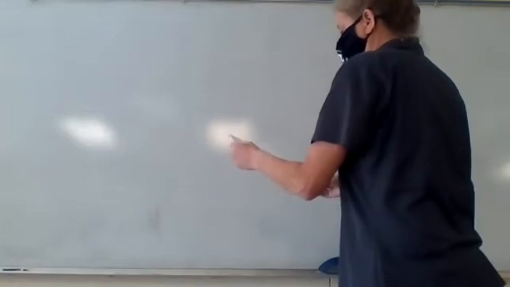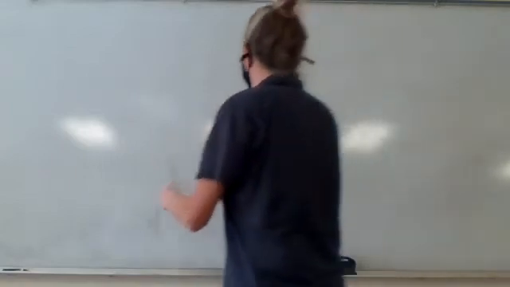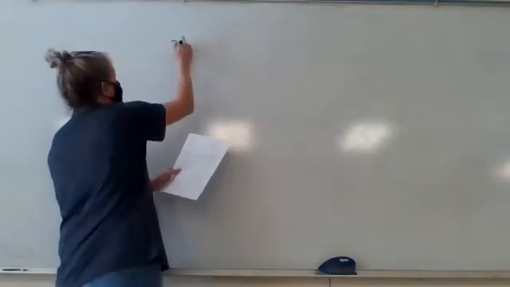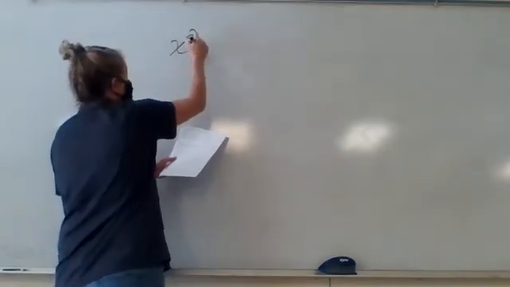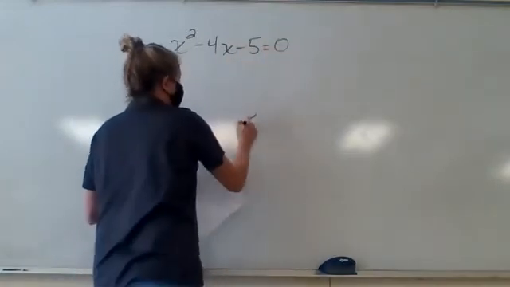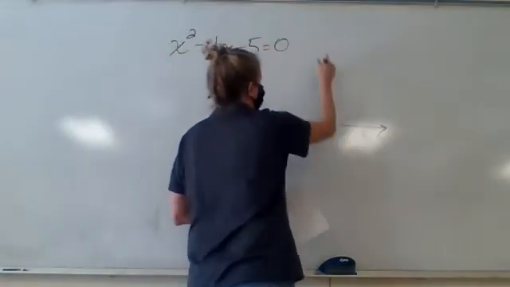All right, number 7. Gives me the picture of this parabola. It tells me the equation of the function is x squared minus 4x minus 5. And then it gives me the picture of this graph.